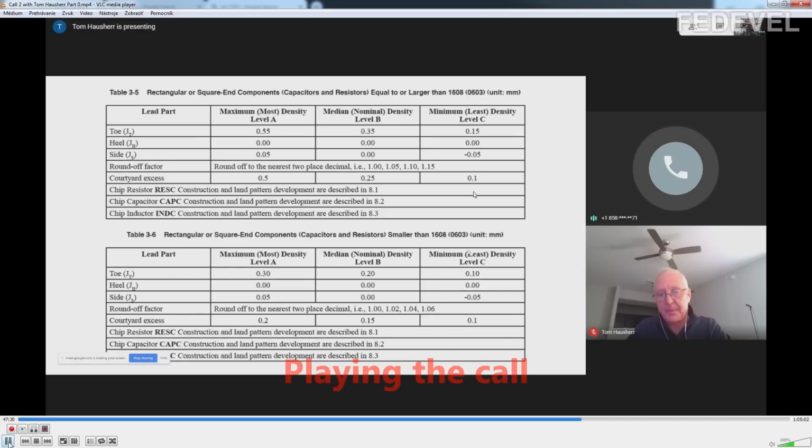This is a copy and paste out of their standard for chips. For chips, they call them rectangular square end components, or capacitors and resistors, whatever. And they're saying that the nominal density level for the toe should be 0.35 millimeters. But the J standard says, wait a minute now. If you have a 4 millimeter height, I want a 0.5 millimeter fillet. How can you get a 0.5 millimeter fillet with a 0.35 millimeter toe? So the standards kind of conflict with each other a little bit.